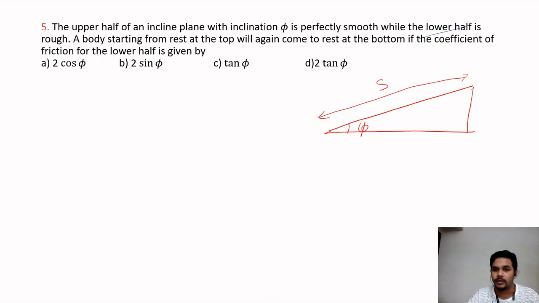So the upper half of this inclination is given as smooth, meaning this part is S by 2. This part is given as smooth, and the lower half is given as rough. The lower half is given as rough, you can see here.